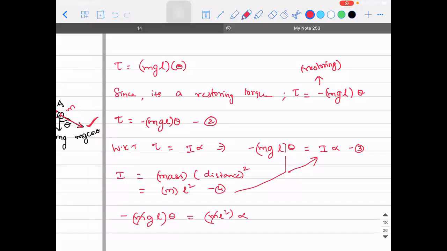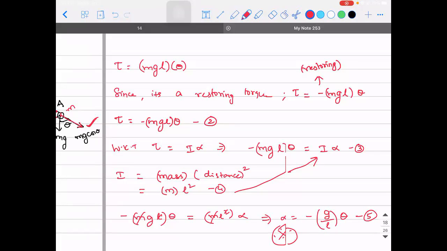M and M are gone, L and L are gone, which implies alpha is equal to how much, guys? Minus g divided by L into theta. Let us see equation number 5. This is the most important step in the derivation. So alpha is equal to minus g by L into theta. Please make a note.